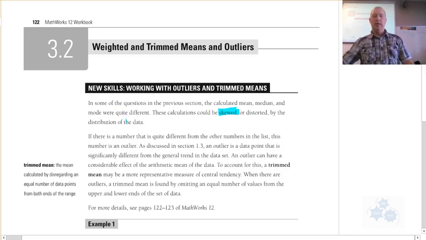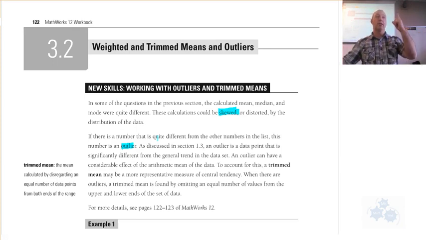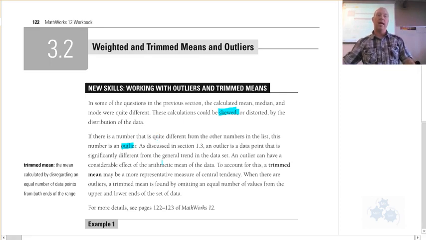Something that's really odd. So if there's a number that is quite different from the other numbers in the list, this number is an outlier, as discussed in Chapter 1. An outlier is a data point that is significantly different from the general trend in the data set. An outlier can have a considerable effect on the arithmetic mean. So think about this. If we have a class and we have test marks and everybody's in the 80s except for one person got in the 30s for some reason, then the average would be bumped down quite a bit because of that one test. And maybe the one test is not a real good representation of the entire class, right? You can agree with that?